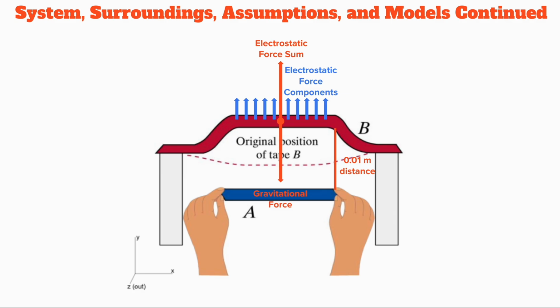As you can see, there's an electrostatic force acting upwards on tape B, while the gravitational force acts downwards. However, in comparison to the previous lab, where the electrostatic force acts as a point charge, the total electrostatic force is actually the sum of the various line charges throughout the piece of tape. At the moment when these forces hit equilibrium, there is a 0.01 meter distance between the two tape pieces.